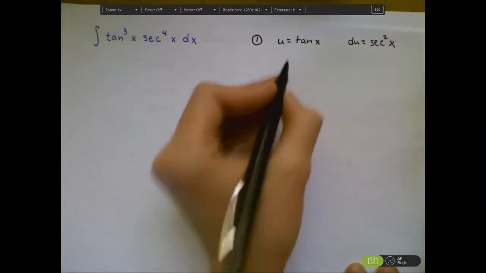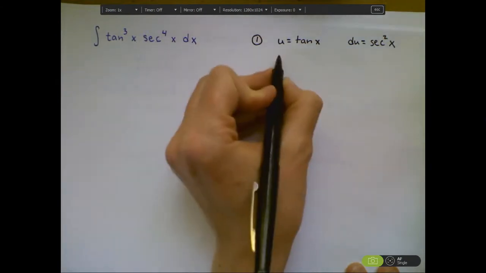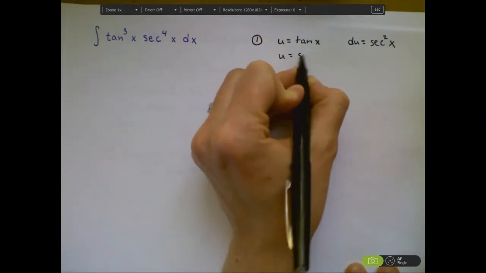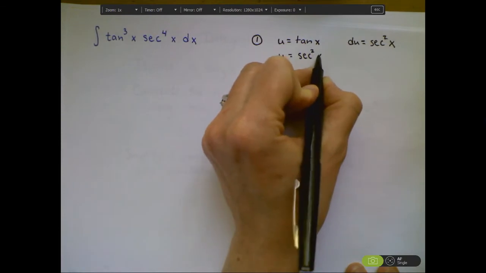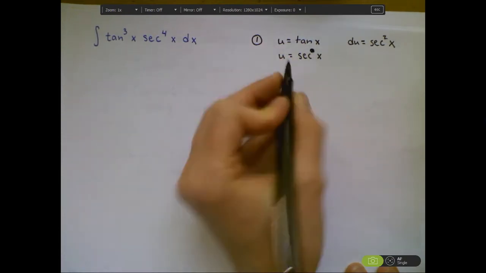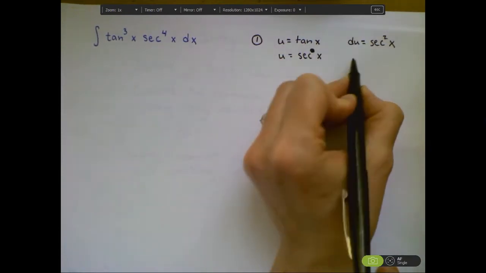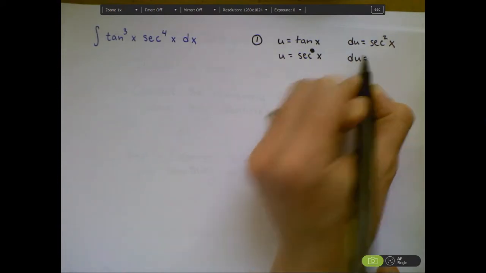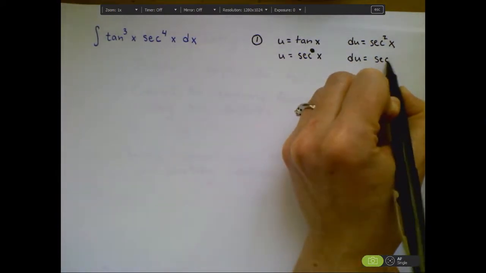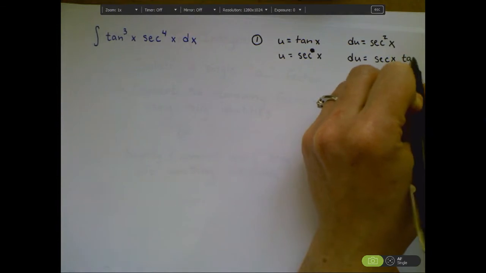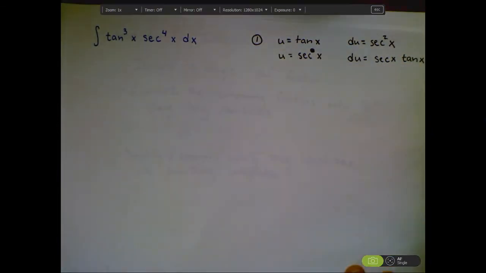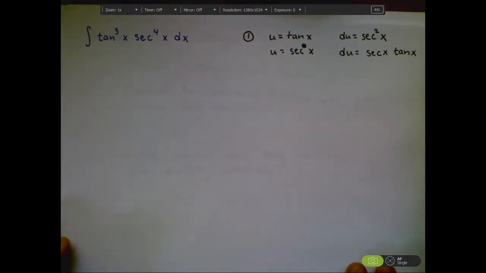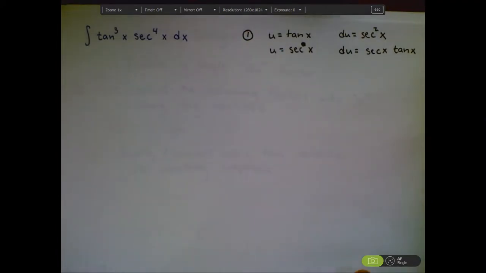Or if I were to set the other order and let u equal secant x, sorry, the derivative of secant is secant tangent, secant x times tangent x. So these are derivative facts that you should know from your previous calculus class, or you might want to look up at a table to refresh yourself.